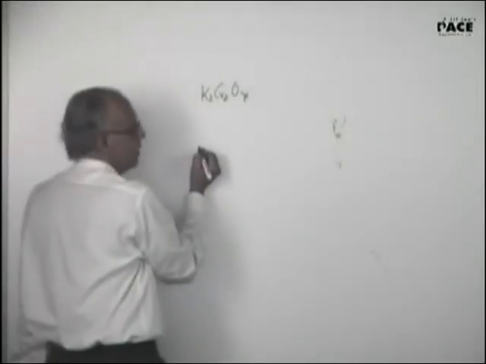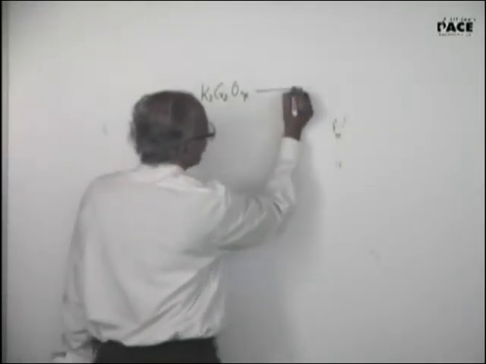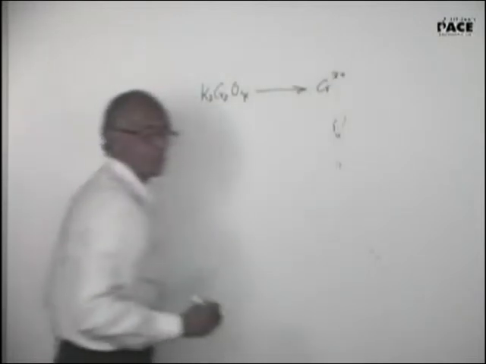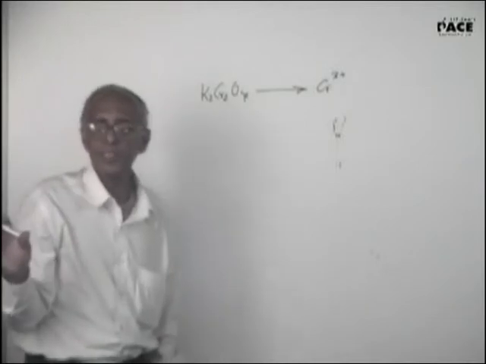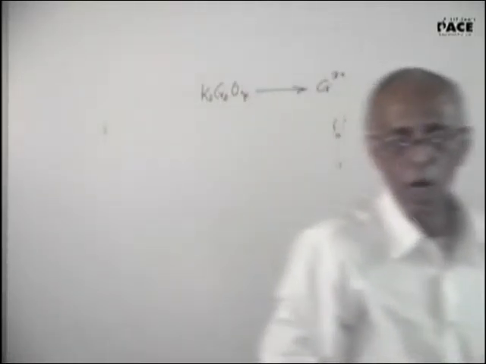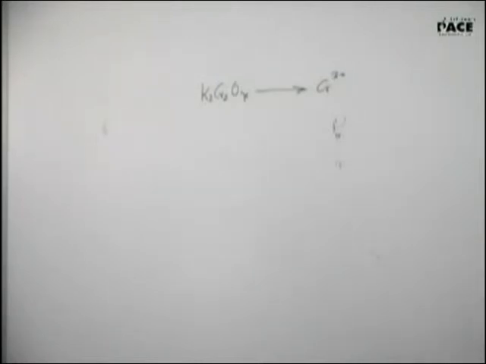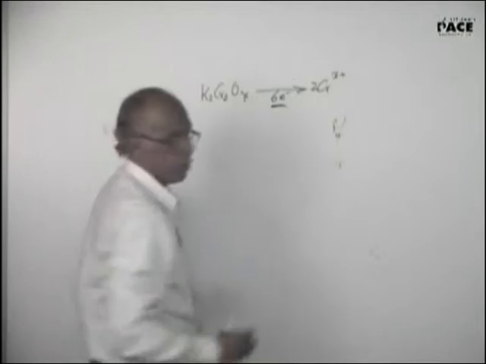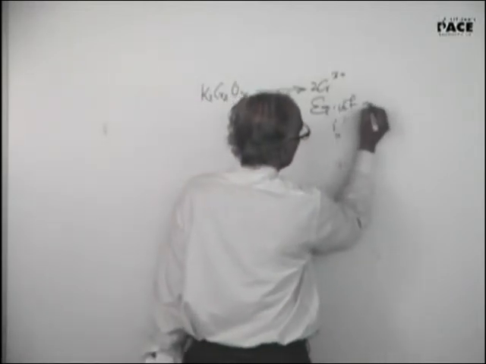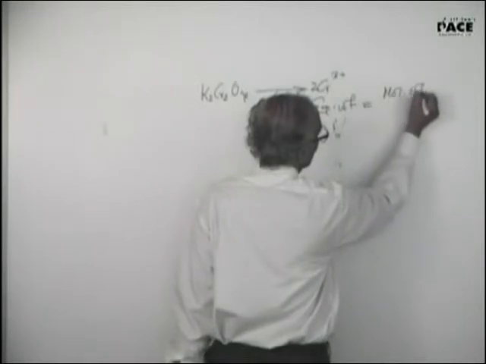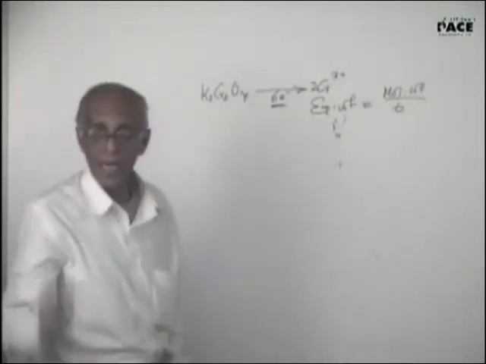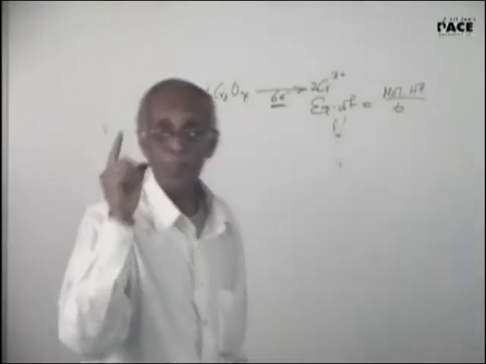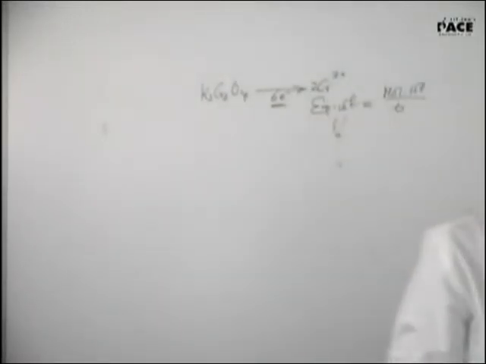When dichromate acts as an oxidizing agent, it always goes to chromium 3 plus. There is no other oxidation state, only chromium 3 plus. So how many electrons change? Total electron change you have to tell me. 6 electron change. 6 electrons. So the equivalent weight is equal to molecular weight by 6. Whereas permanganate in acid, molecular weight by 5. Whereas dichromate is molecular weight by 6.